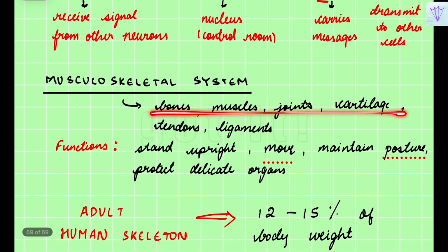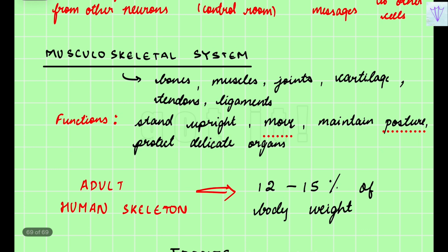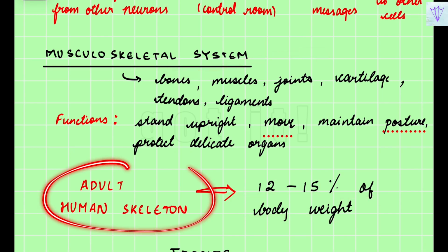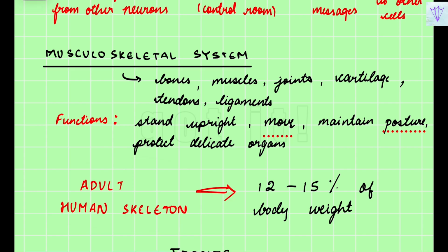It contains bones, muscles, joints, cartilage, tendons, and ligaments, as we already studied all of these previously. The functions are that you will be able to stand upright and move, maintain posture, and protect the delicate organs, which are the functions of the musculoskeletal system. In an adult human, about 12 to 15% of the body weight is composed of the skeleton, like the bones and all these things, but it will vary according to the age, gender, and the activities the person is doing.